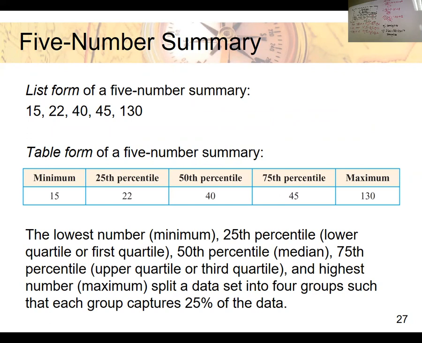And then the 50th percentile, which is another way of saying the median, would be the middle number of that entire data set. And then the 75th percentile is sometimes called the upper or the third quartile. That separates the bottom 75% from the top 25%. And then your highest number or the maximum number. And it's split in 4 groups so that each group captures 25% of the data.